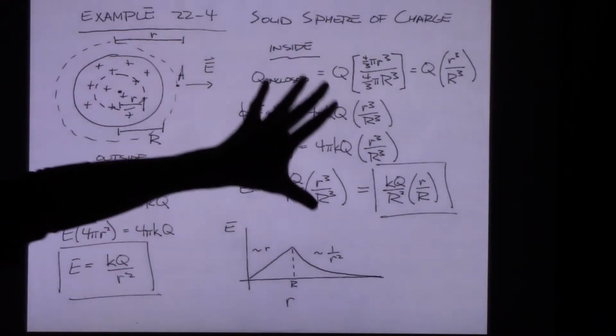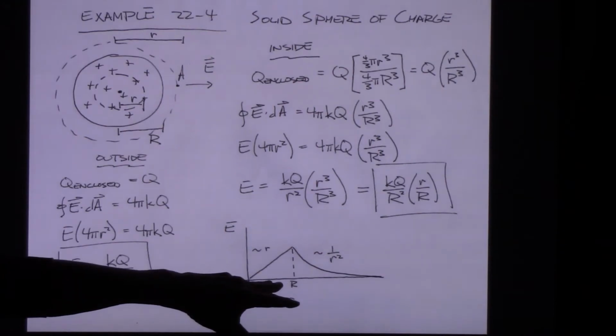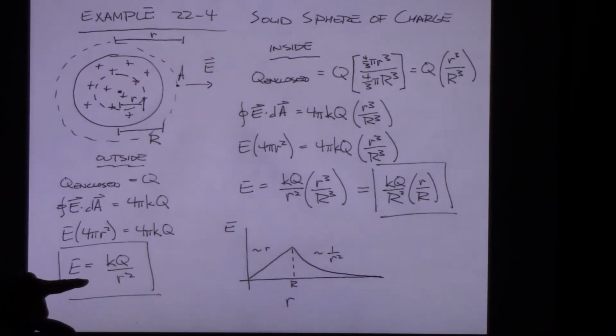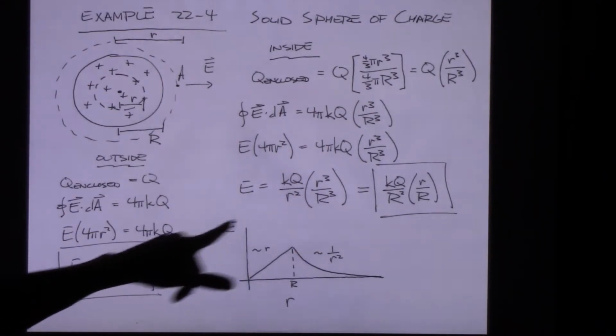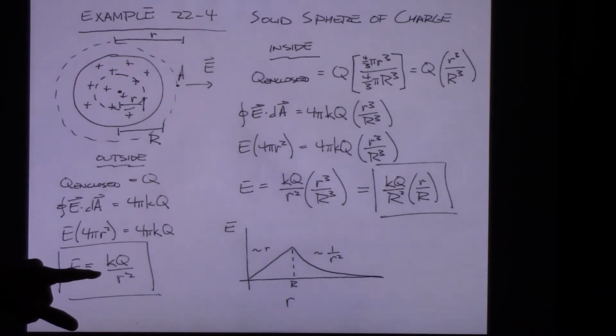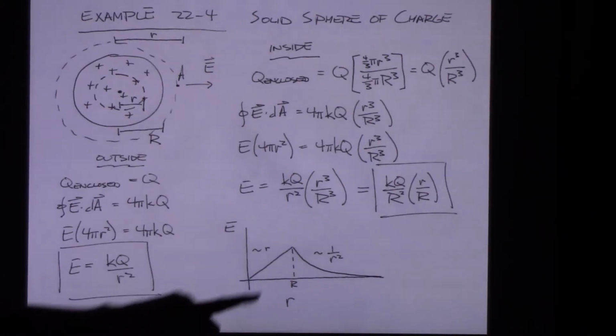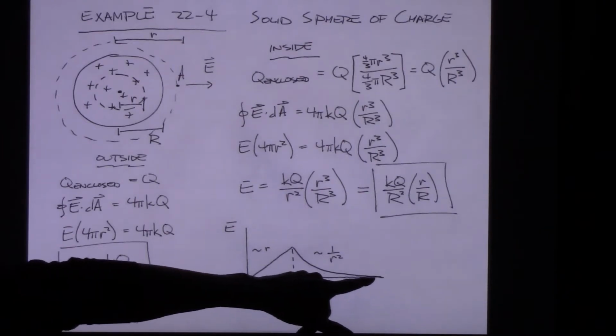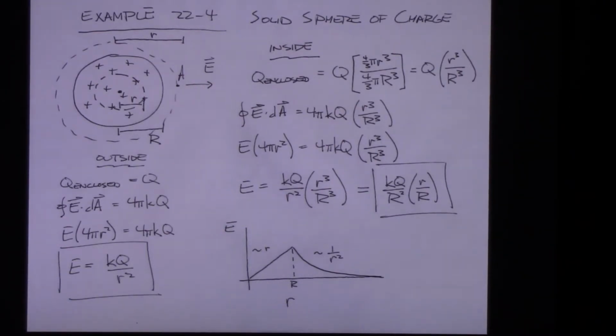Now, notice I can use the inside formula for inside, but once I get to the surface, I have to switch over to the outside formula. The two formulas agree with each other at the surface. So at the surface location, those two formulas are going to match up exactly with each other. And then once we're outside, I'm going to end up with an electric field that's dropping off like 1 over r squared.